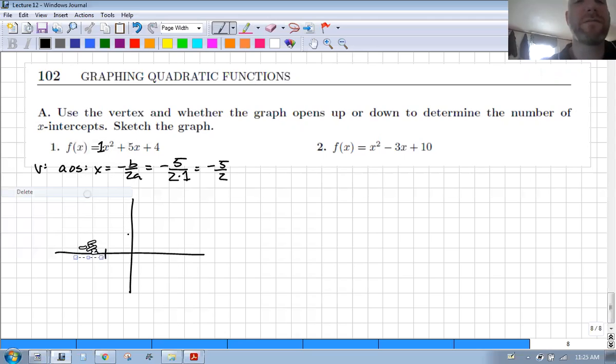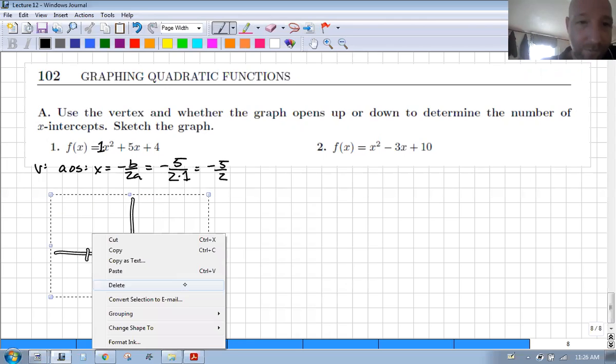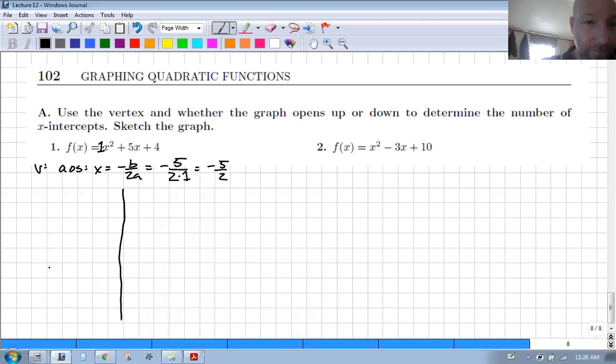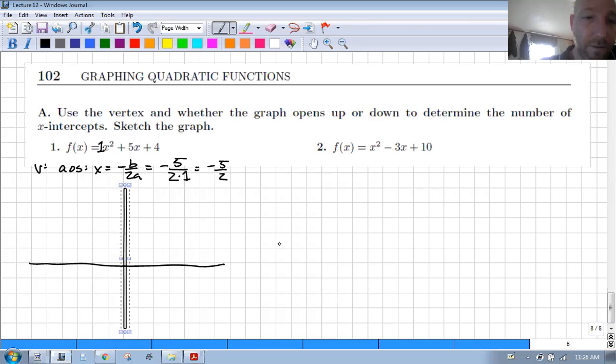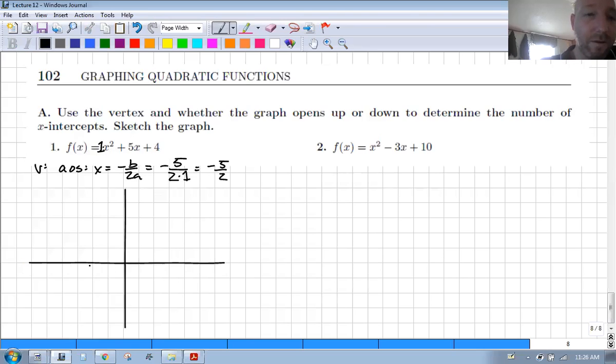So over here at negative 5 halves, what is that? 5 halves is 2.5, right? So 1, 2, 3. Let me use the grid. So at negative 2.5, that's where the axis of symmetry is. Okay. Does it open up or down? It opens upwards because this is positive.